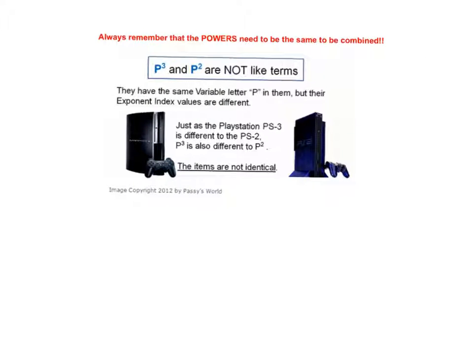Okay, and here's kind of a visual just to remind you. When you're talking about exponents with different powers, we cannot combine them. We can't add them together. So the example here is a p cubed and a p squared. And so they have you visualize like PlayStation, right? PlayStation 3, PlayStation 2 are not the same thing. They're different systems. They're not identical. You can't just combine them and say you have two. Okay, it works the same way with variables.